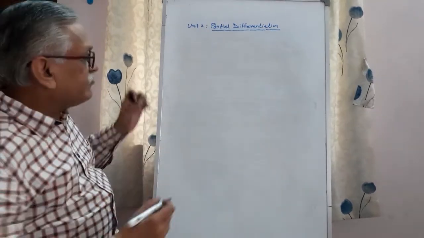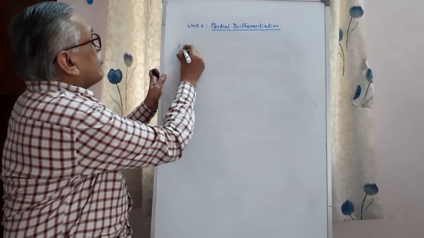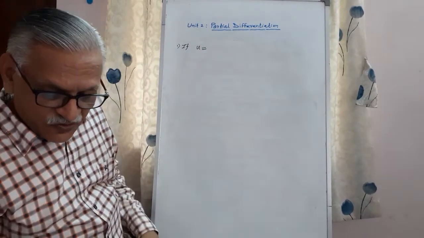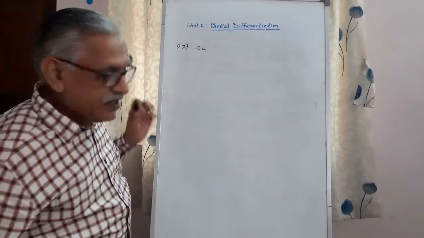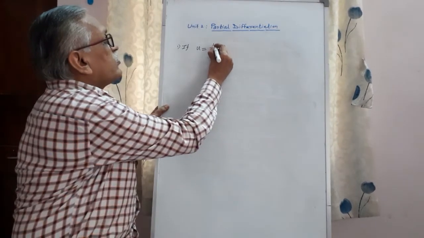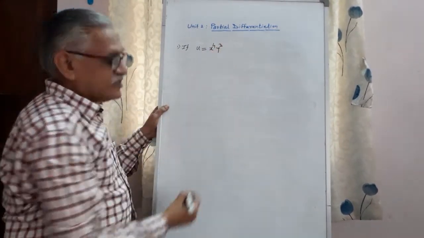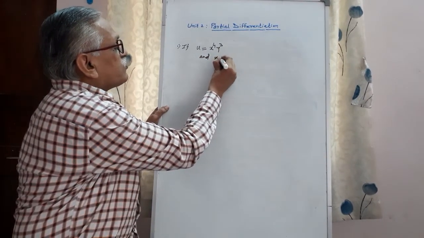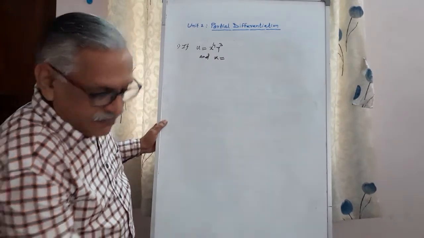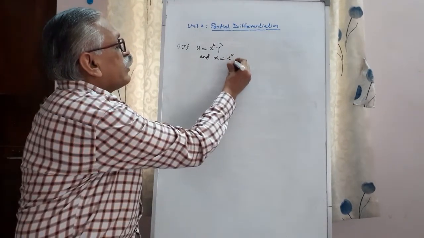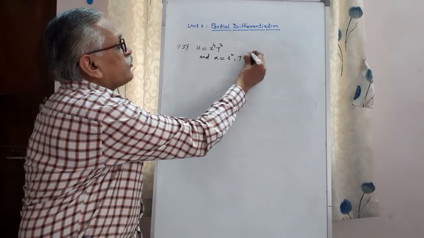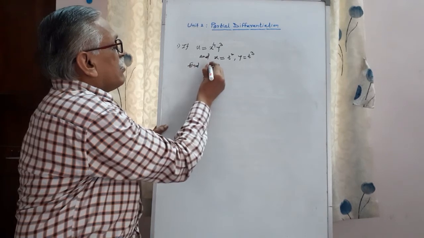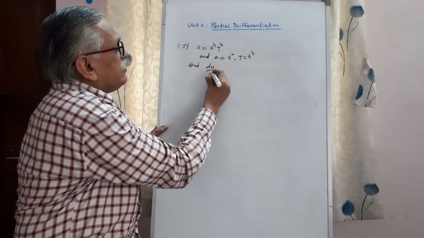If u equals, or z, whatever we can write, x raised to 4 into y cube, and x is equal to t square and y equals t cube. Question is, find du by dt.